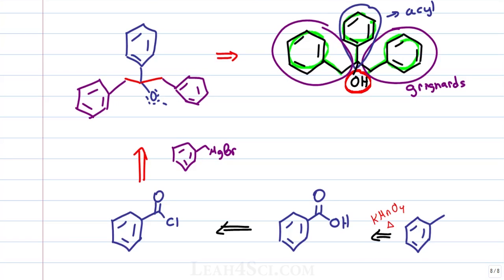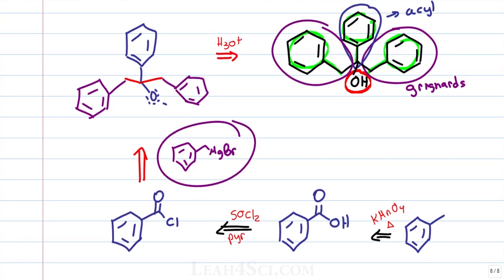Once we have a carboxylic acid, we turn it into an acid halide by using SOCl2 in a pyridine solution. The Grignard we'll show how to make separately, so we know that we're reacting with the Grignard, and in the final step we want to react it with acid to protonate that negative oxygen, giving us our final product.